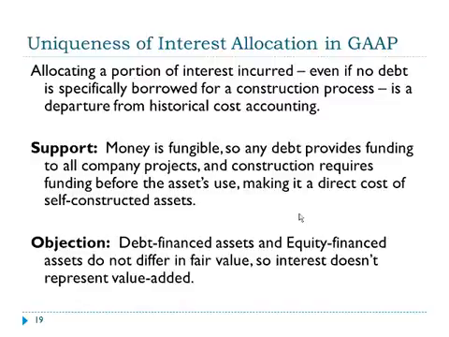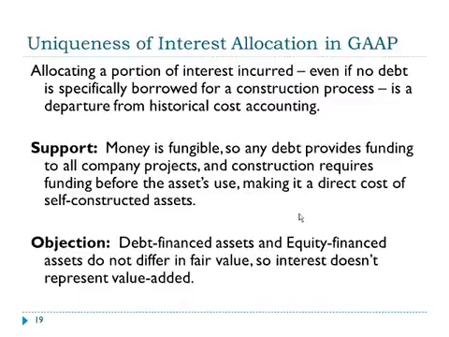The Financial Accounting Standards Board decided to go ahead with this because money is fungible, so debt provides funding for all of the company projects, including construction, and construction requires funding before the asset's use, making it a direct cost of self-constructed assets. Others object that debt-financed assets and equity-financed assets should not differ in their fair value, so interest doesn't really represent a value added to self-constructed assets.